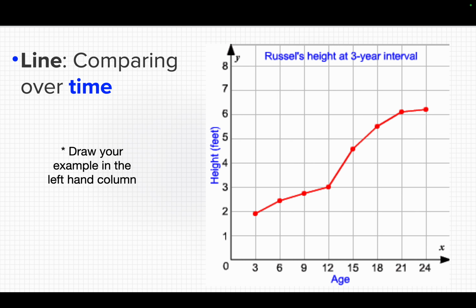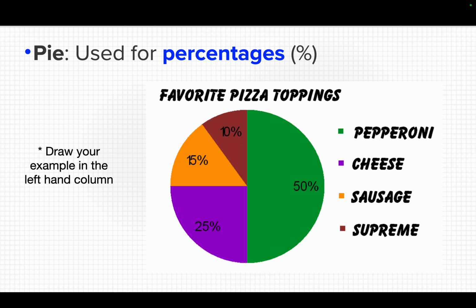That means that time is on the x-axis, the one that goes from left to right. The way we can remember the y-axis is that y goes high, so it goes high, up and down. So again, draw a little mini line graph in the left-hand column. It doesn't have to have any numbers on the side, just the axes and a little line. Okay, so we have bar is for comparing amounts. Line is for comparing over time.